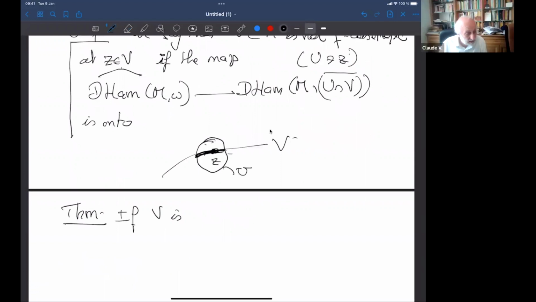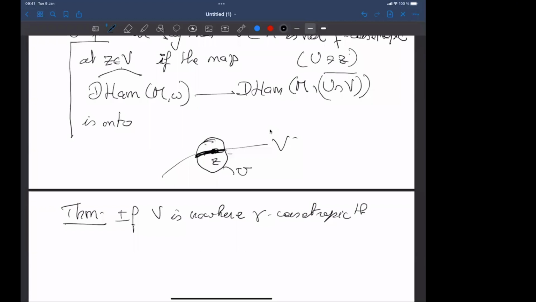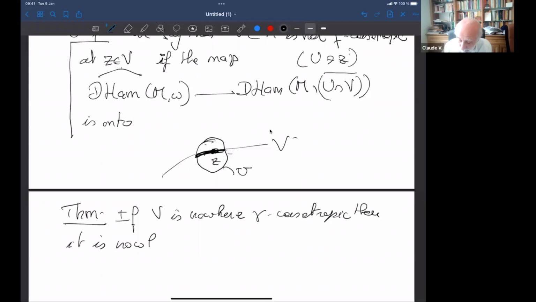So the theorem is that if V is nowhere gamma-coisotropic, then it is, and this is also true at points. So it's nowhere F coisotropic.